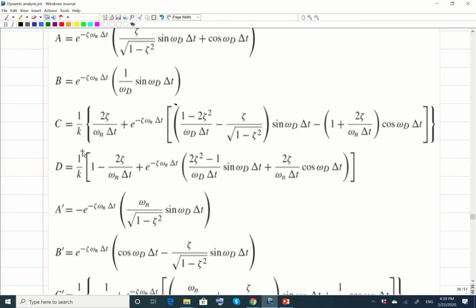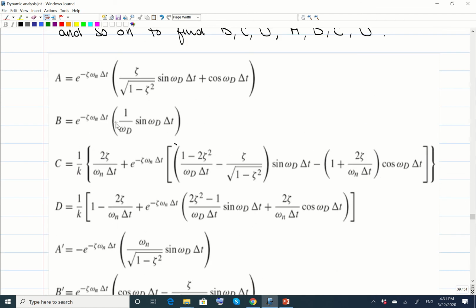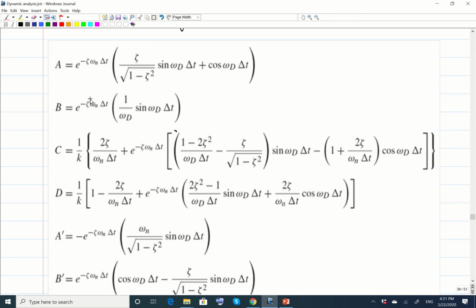k is the stiffness. Once you know the properties of the structure, all of those are properties of the structure itself. Omega n is a function of the structure. It's not changing. Omega n is square root of k divided by m. Zeta depends on the damping coefficient. It's constant. Delta t also is a constant. It's the time step, maybe 0.001 of a second. So those all are constants.